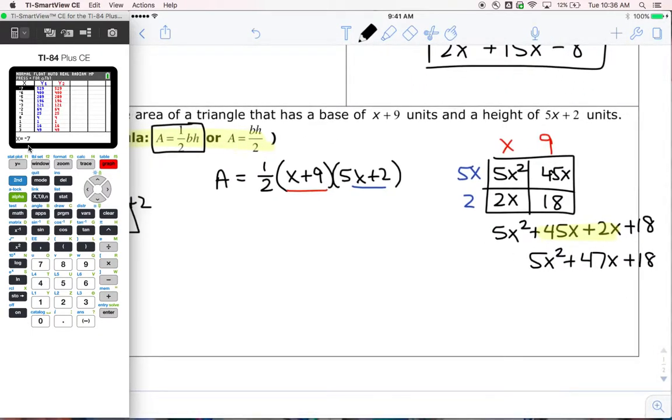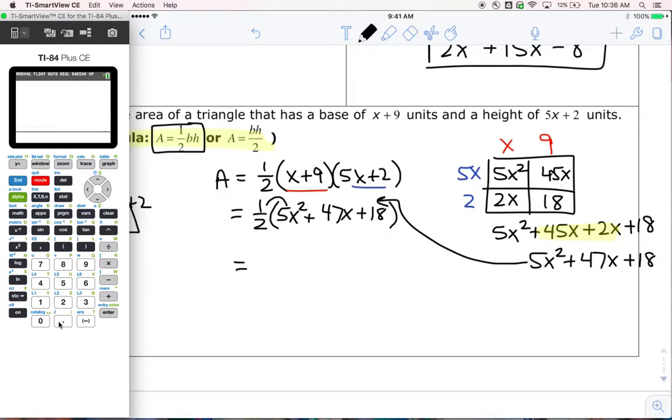All right, so what we're going to do is put that in over here. So really I've got 1/2 times 5x squared plus 47x plus 18. And now we're just distributing, and we are going to get some decimals here. So 1/2 times 5, if you're not sure, you can always type this in your calculator. You can do 0.5 instead of 1/2. So 1/2 times 5, we're going to get 2.5. So 2.5x squared. And then we've got 1/2 times 47. Again, it's going to be a decimal, but it's not too big of a deal. It's not a bad one. 1/2 times 47 is 23.5.